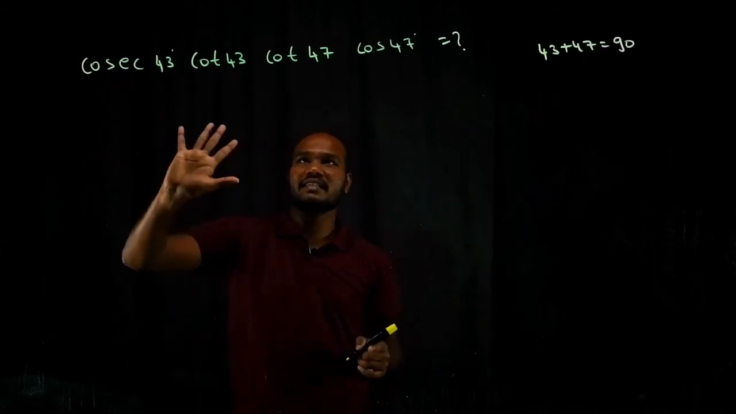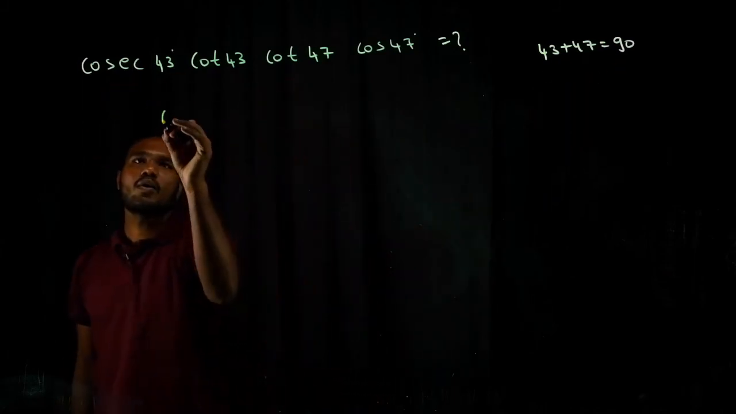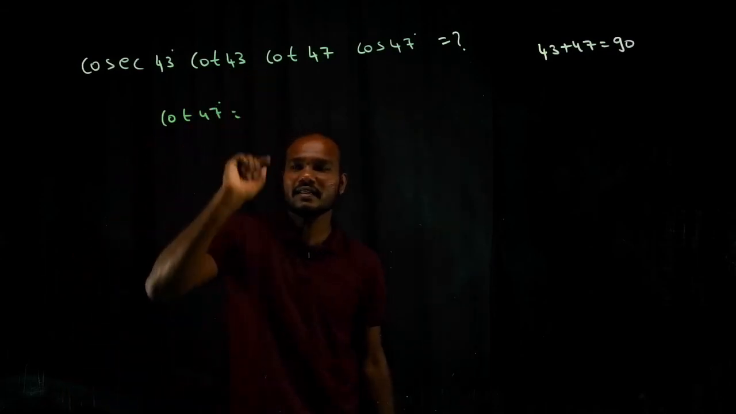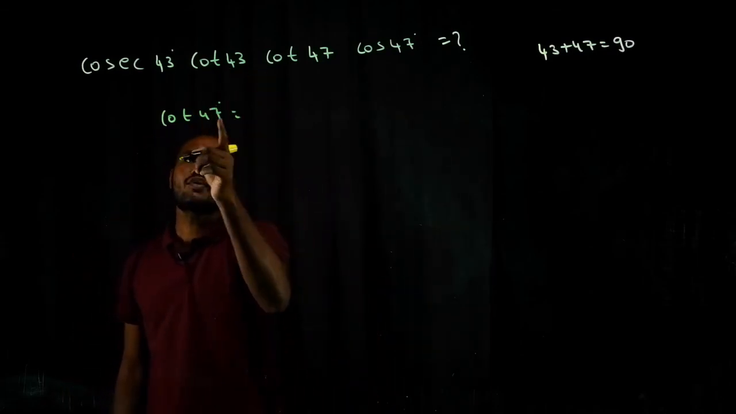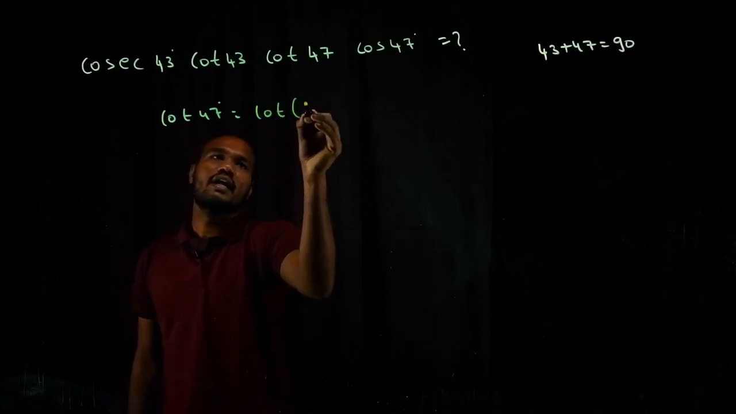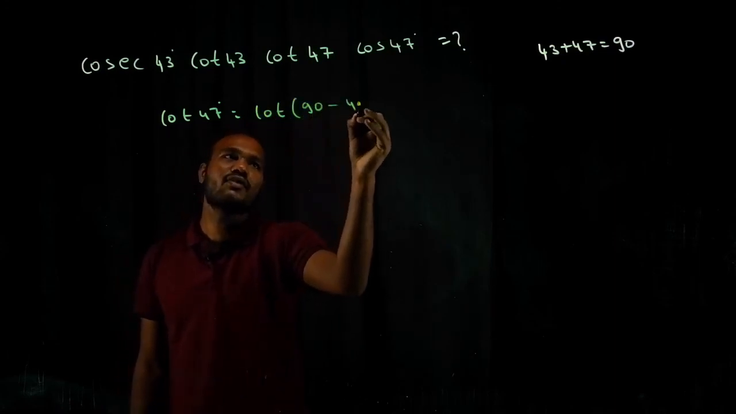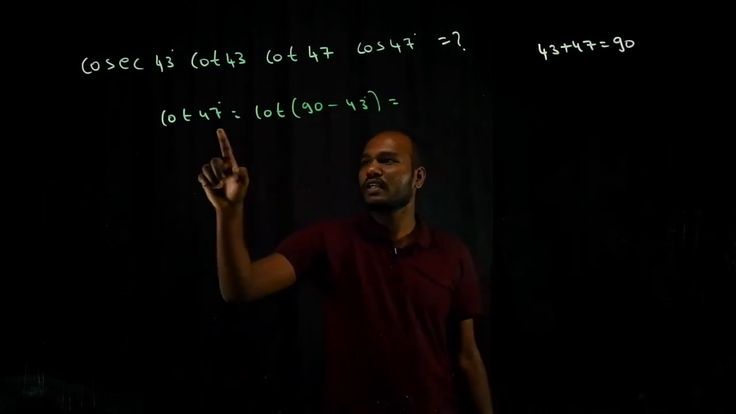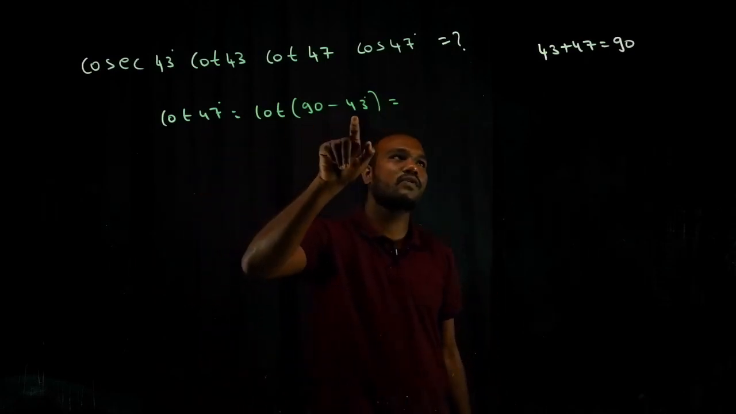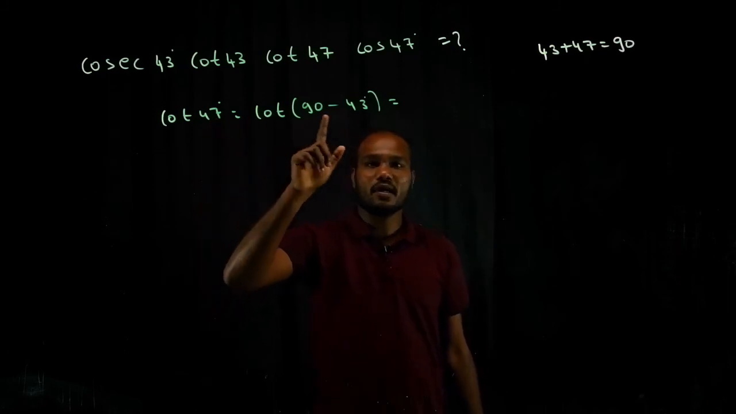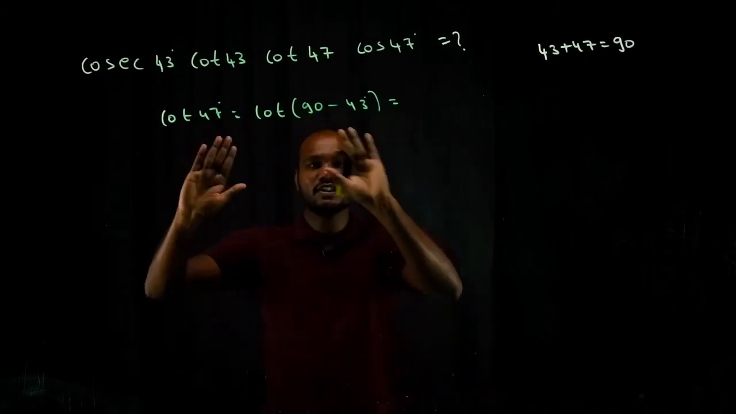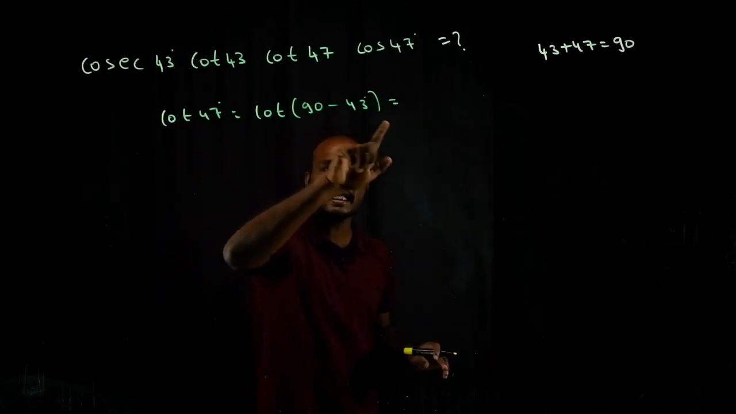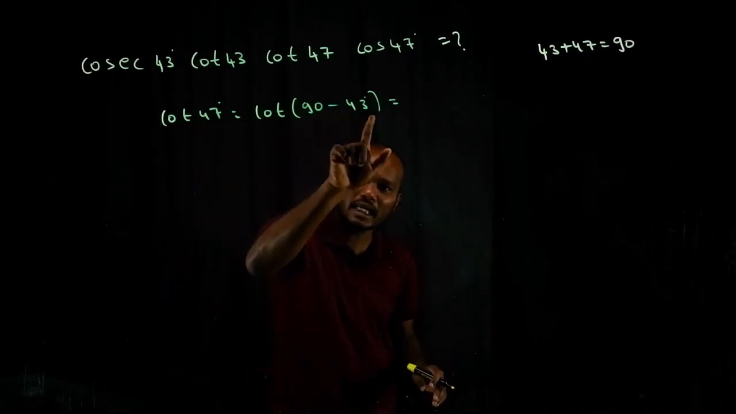First two don't touch. Let's touch this. Cot of 47 degree, right? But here 43 is there. So what I'll do, I'll write this 47 degree as cot of 90 minus 43 degree. Is that cool? 90 minus 43 is how much? 47 itself. Now, is that correct? Cot of 47 can be written as 90 minus 43.